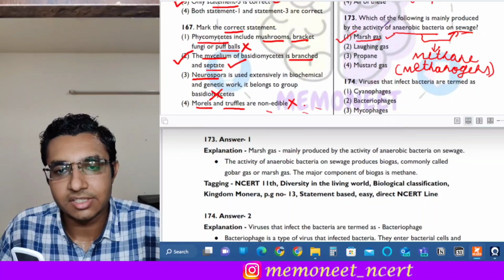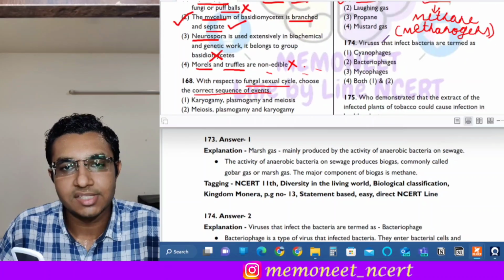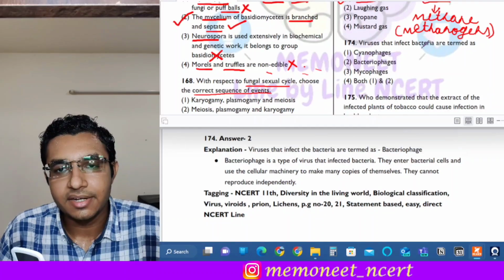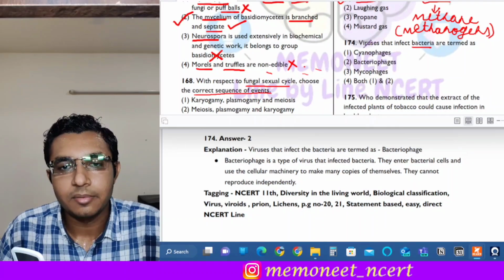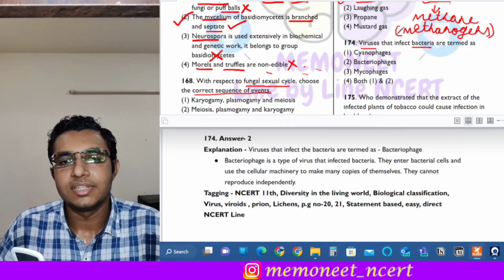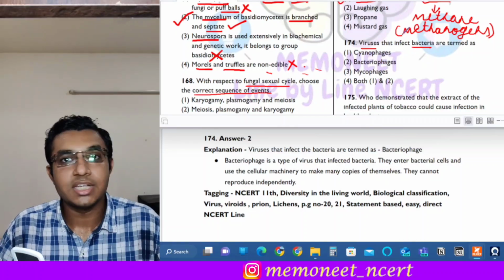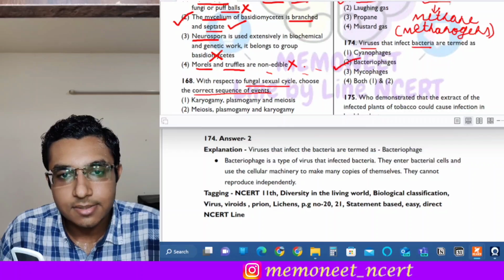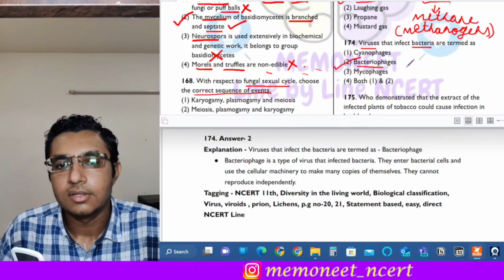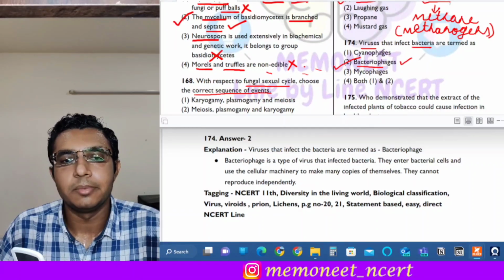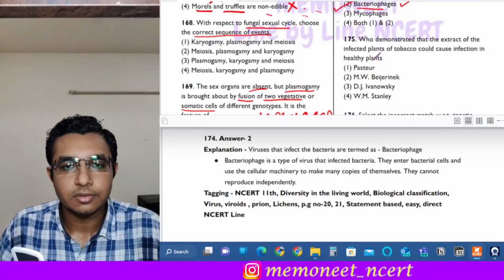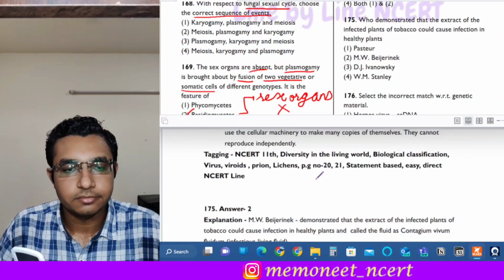Moving on to the next question, that is question number 174. The question states viruses that infect the bacteria are termed as dash. There is a specific name for the viruses which are infecting the bacteria. These viruses are simply called bacteriophages. So the correct answer of this question will be option 2, that is bacteriophages. Moving on to the next question, question number 175.